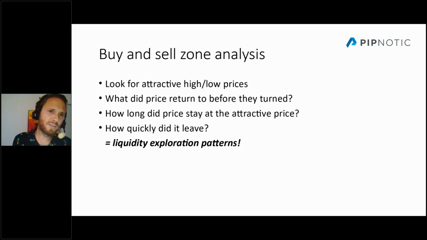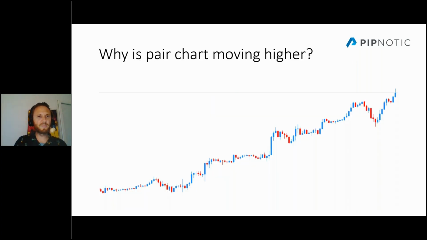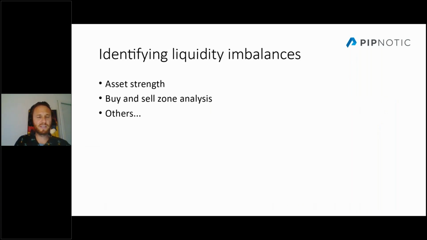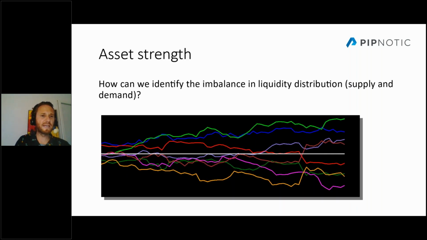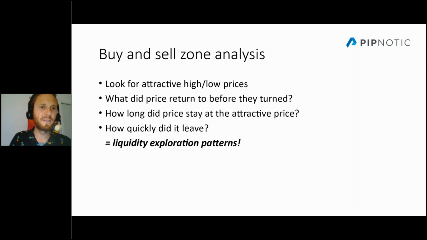Okay, so now let's look at some buy and sell zones, which is the second one. If we go back up here, we have asset strength and we have the buy and the sell zone analysis. So we'll go back to that bit, and then we'll talk about this now. Okay, and so what we're doing here for buy and sell zone analysis, we're looking for attractive prices. And how do you find attractive prices? Well, you have to look for price points in the market where price historically retreated from. Okay, so turning points in the market.